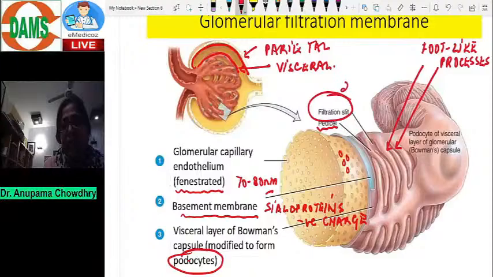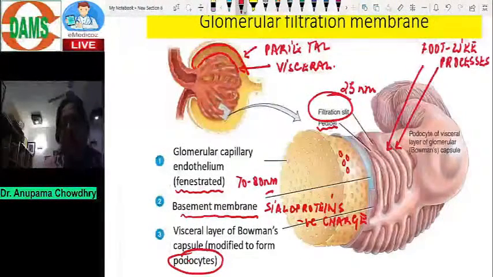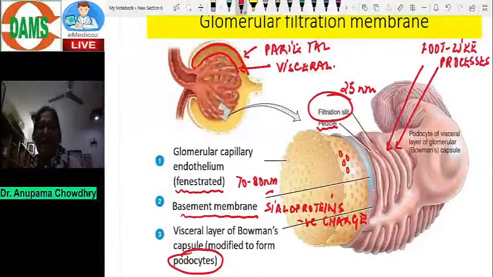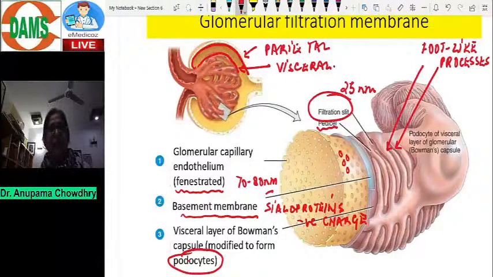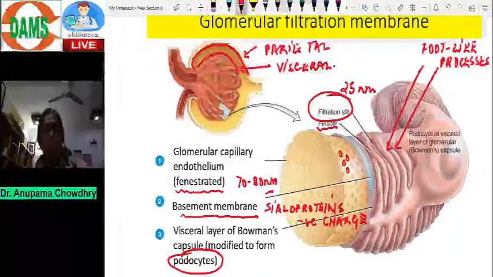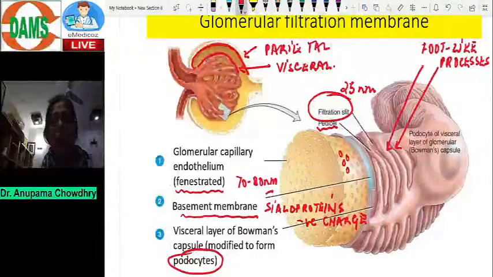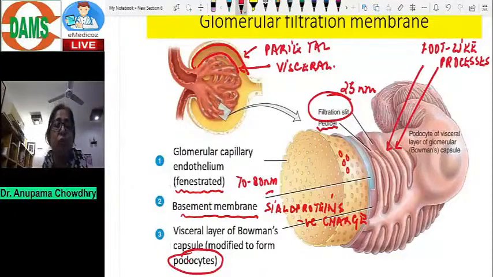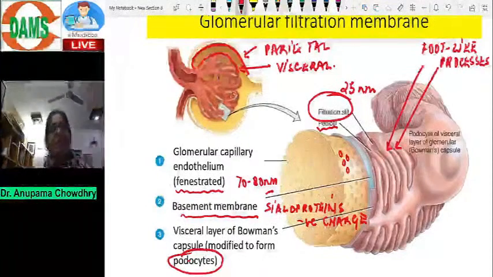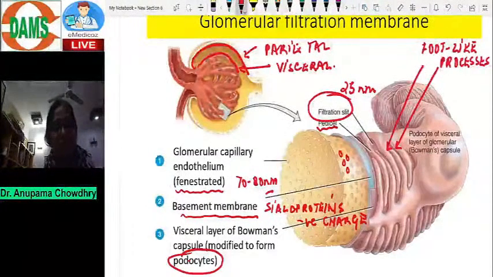And what is the size of the filtration slits? These are 25 nanometers in size. If you look at the glomerular capillary endothelium, it is fenestrated, with large pores present. The basement membrane is the second layer, and the visceral layer of the Bowman's capsule is modified to form podocytes. Filtration slits are present, and their size is 25 nanometers.